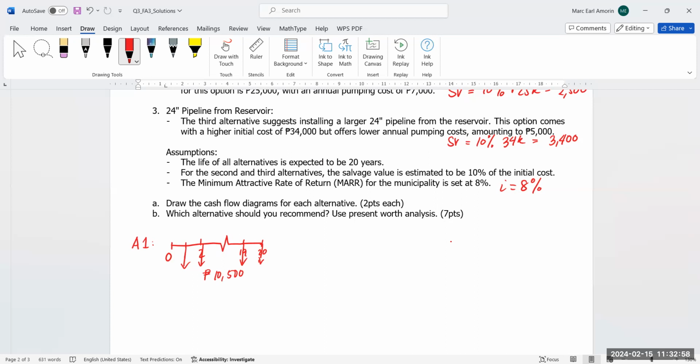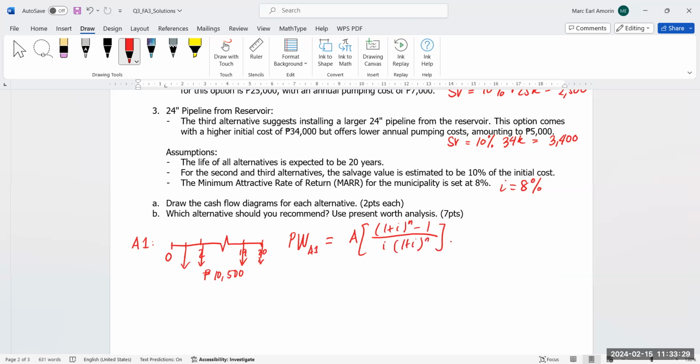So let's proceed directly. Let's compute for the present worth. Okay? So to get the present worth for A1, or alternative 1, we just convert the annual cost into its present value. Okay? So what formula will we use again? So we have here A times (1 plus i) raised to n minus 1, all over i times (1 plus i) raised to n. Okay?